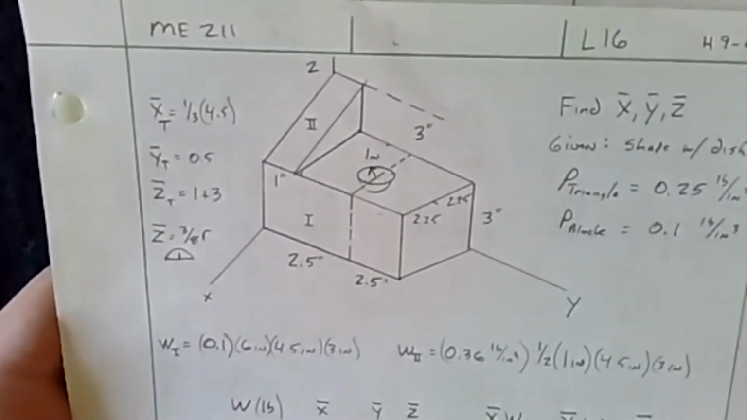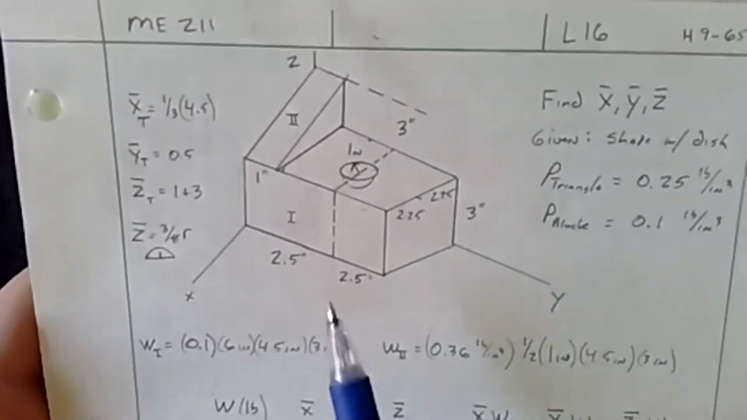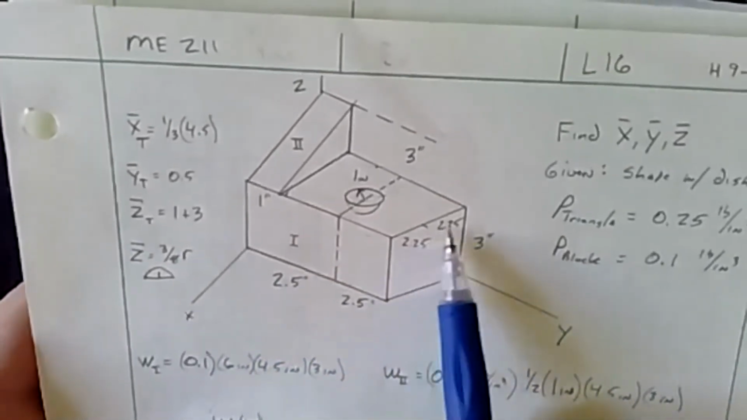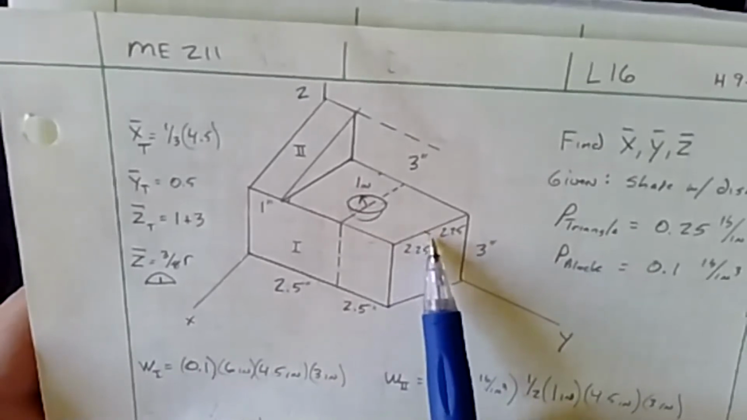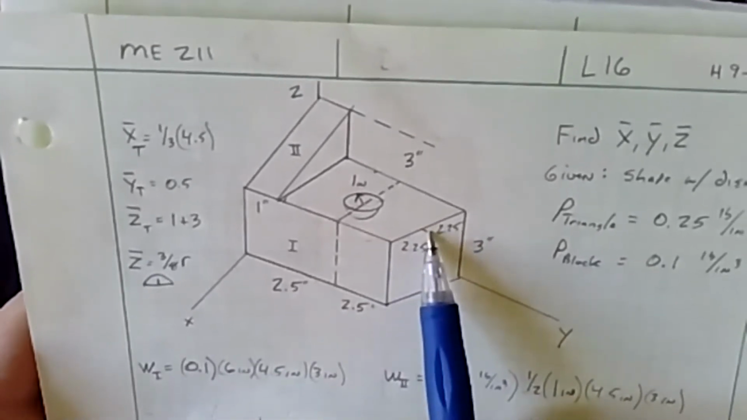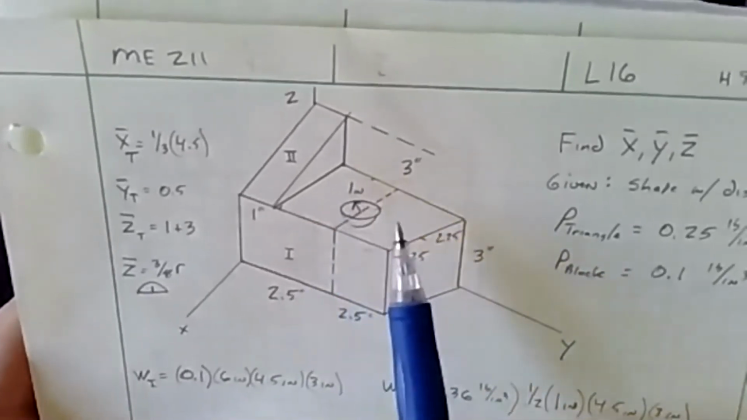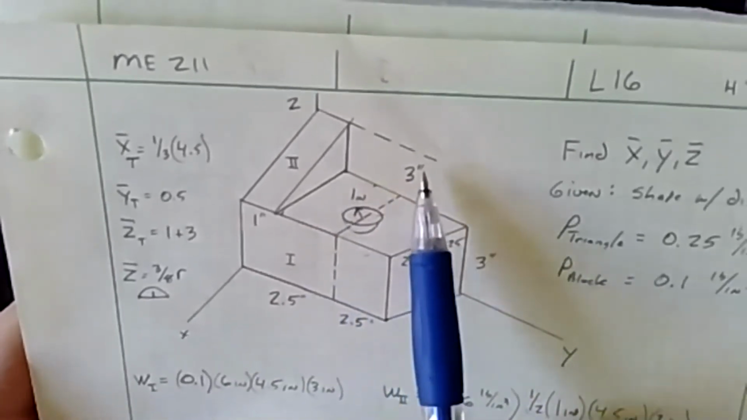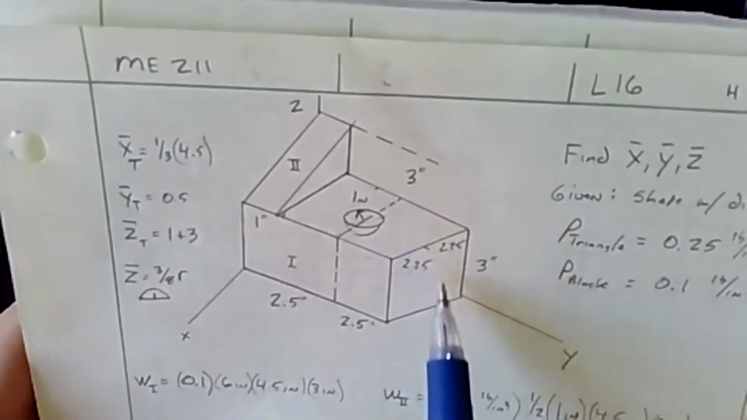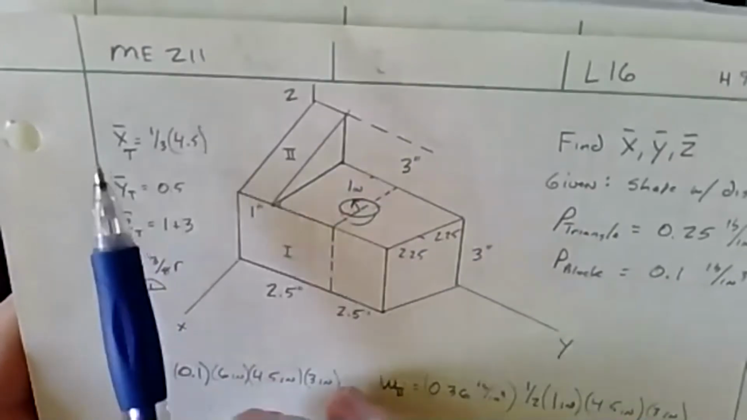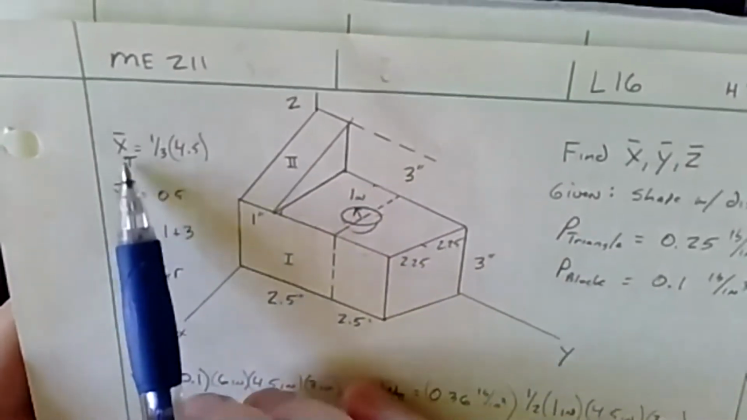But here we have our shape, and I've drawn the dimensions 2.5, 2.5, 2.25, 2.25, and of course it's good if you have the printed one in front of you so you can see this at 3 high, and then this is 3 high here. And so what I've done over here is this is the triangle.